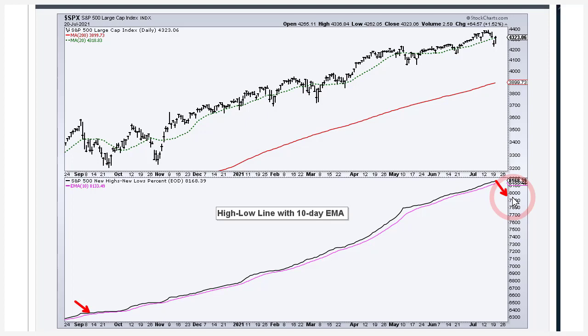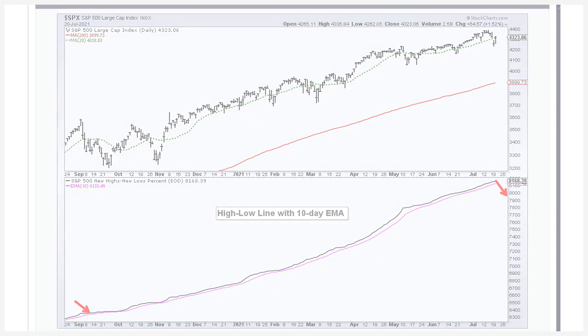So if two of the three trigger here that I've showed you, then I would expect a correction in the S&P 500. So those are three to watch going forward.